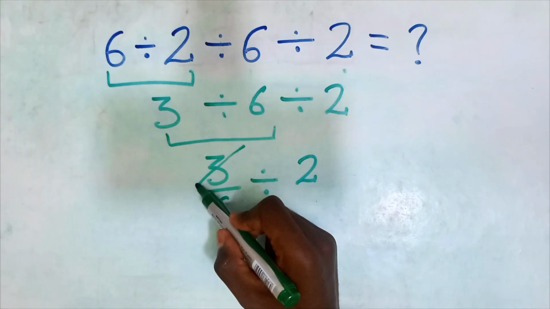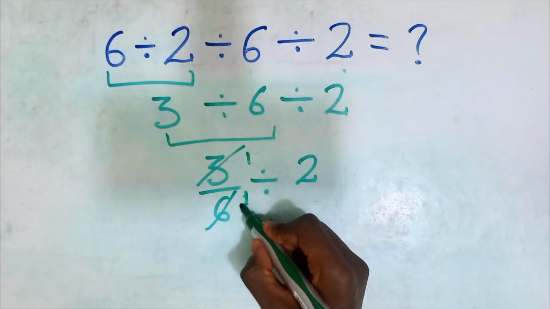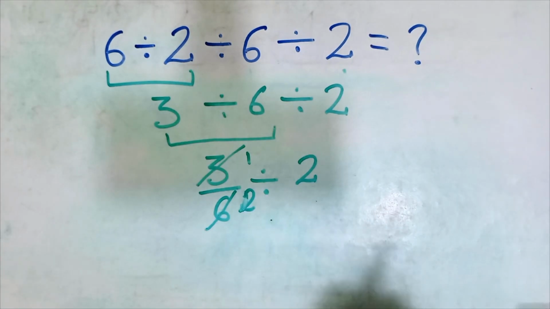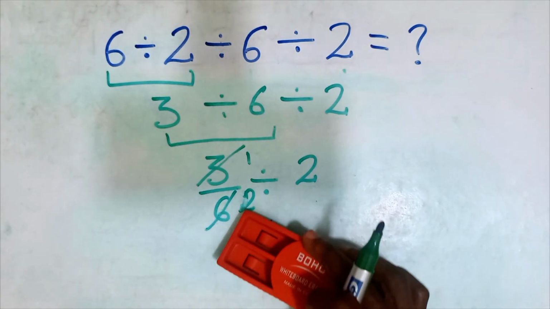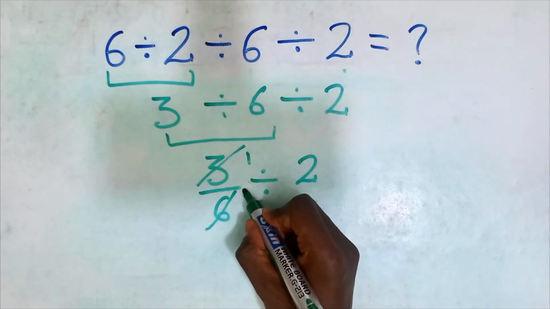3 divided by 3 gives us 1 and 6 divided by 3 equals 2. So we have 1 over 2 divided by 2.